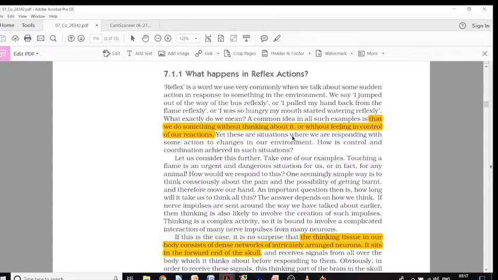You will just act without thinking. Whenever you touch anything very hot, you just pull back your hand. Why do you pull it back? What is happening that without thinking you are doing these things? These kinds of reactions that we do are called reflexes. Reflexes means you do not think before you do it. You just do it automatically. So that is called a reflex.